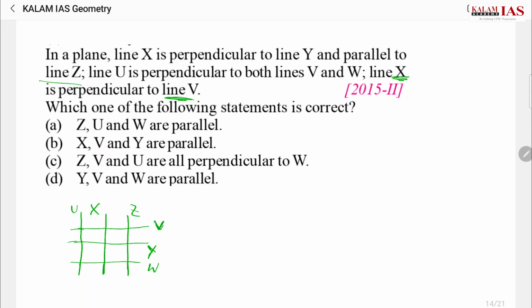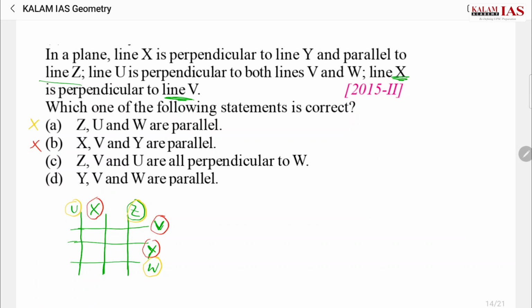Now let's see what inferences we can draw from these conditions which are given. Z, U, W are parallel. Now Z is here. I'll just change the color for ease. Z and U are parallel, but they both are perpendicular to W. So the first option is wrong. Now it is X, V, Y are parallel. V and Y are parallel, but they both are perpendicular to X. So option B is also wrong.